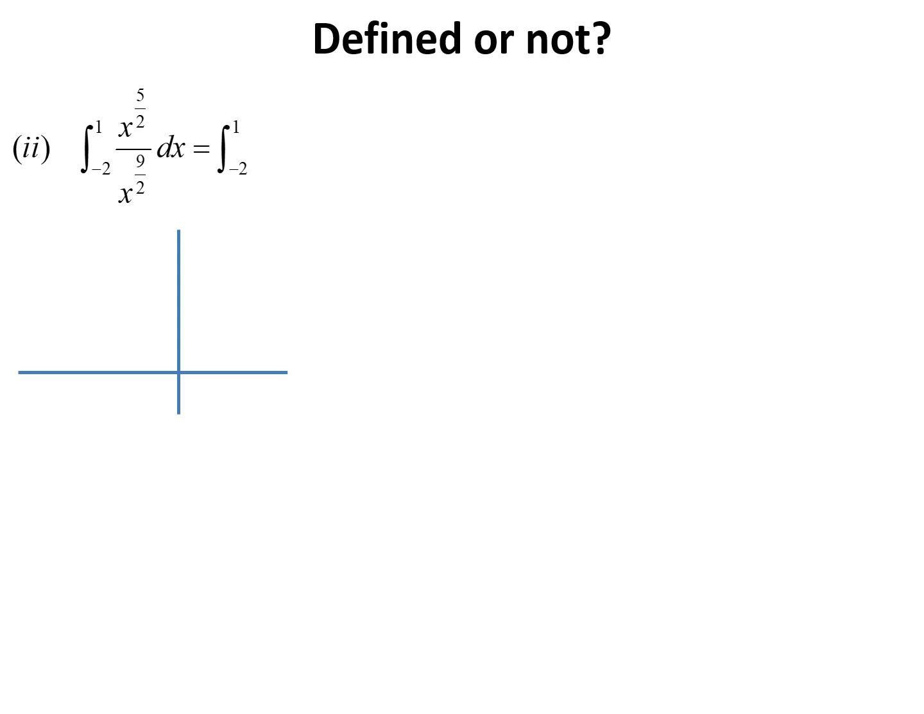This looks a little delightful. Is there any problem there? Well, let's rewrite it before we can tell. It's a divide, so we can subtract the indices. That would give me minus 4 over 2, which is the same as minus 2, isn't it?